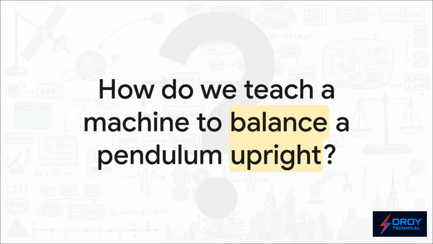I mean, seriously, think about this. How in the world do you teach a robot to do something that's super hard even for us? To balance a stick, not hanging downward stable, but straight up in the air. Where do you even begin to write those instructions?